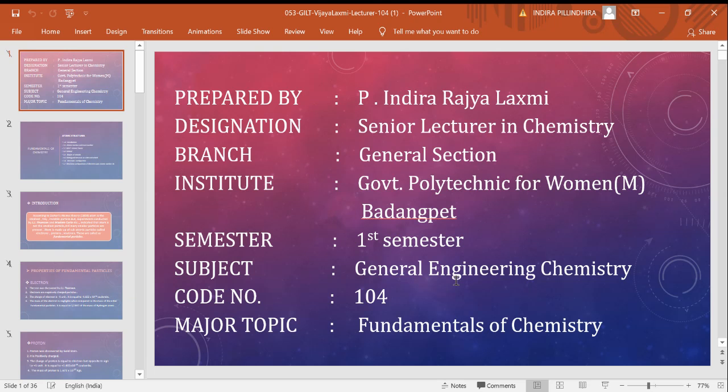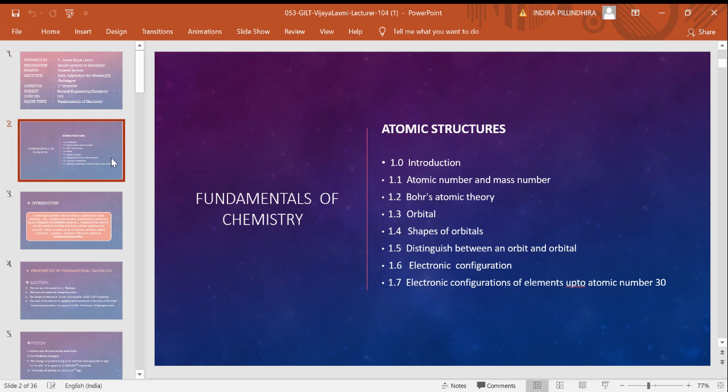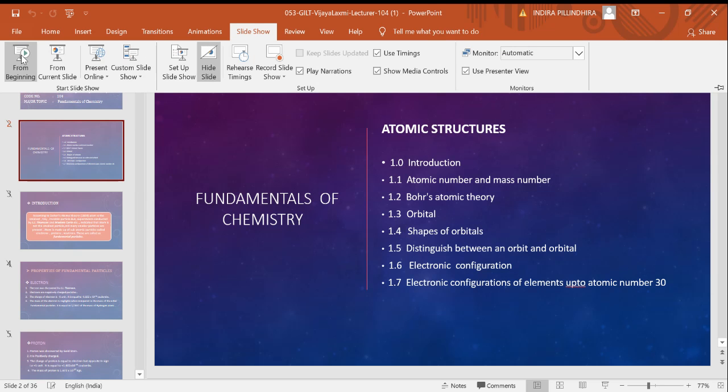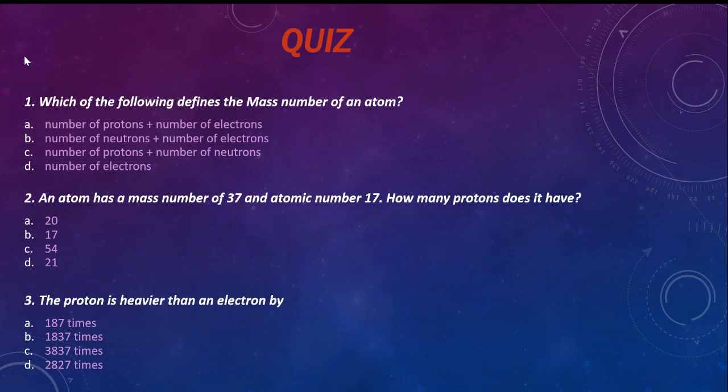So we have started the chapter Fundamentals of Chemistry. In the previous two videos, we have seen some of these topics: atomic number, mass number, Bohr atomic model, then distinguish between the electronic configuration, the principles of the electronic configuration. In today's video, we are going to see the remaining topics of this chapter. So let us go to the slideshow here and then we'll move.